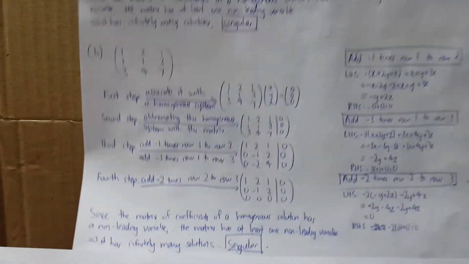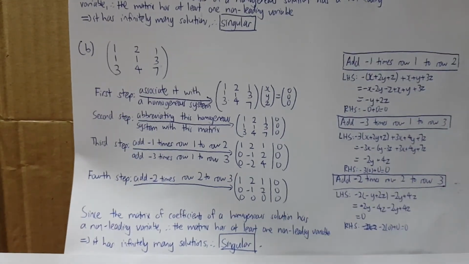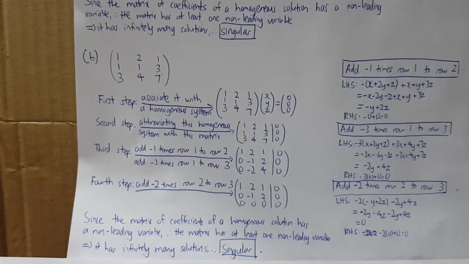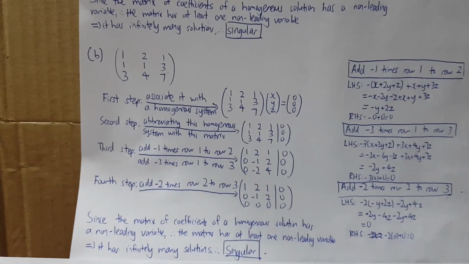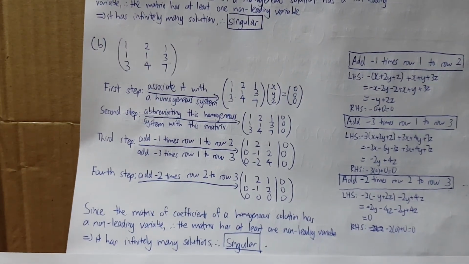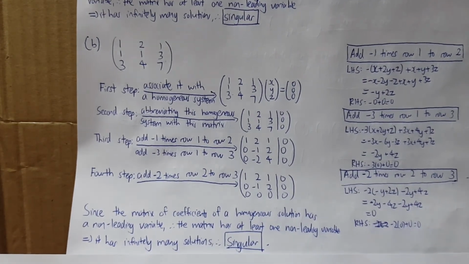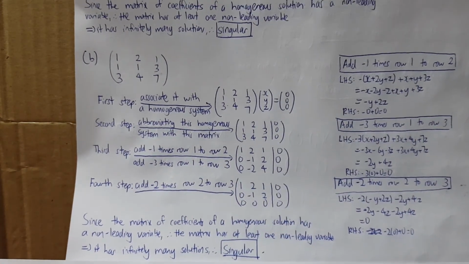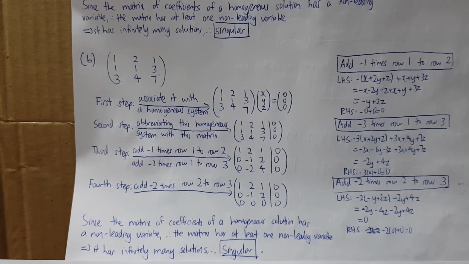So we have already come to the end of this tutorial. Let's do a quick recap. What makes a square matrix singular is that when we convert it to echelon form, we find that it has infinitely many solutions, and it is non-singular when it has a unique solution after converting to echelon form.